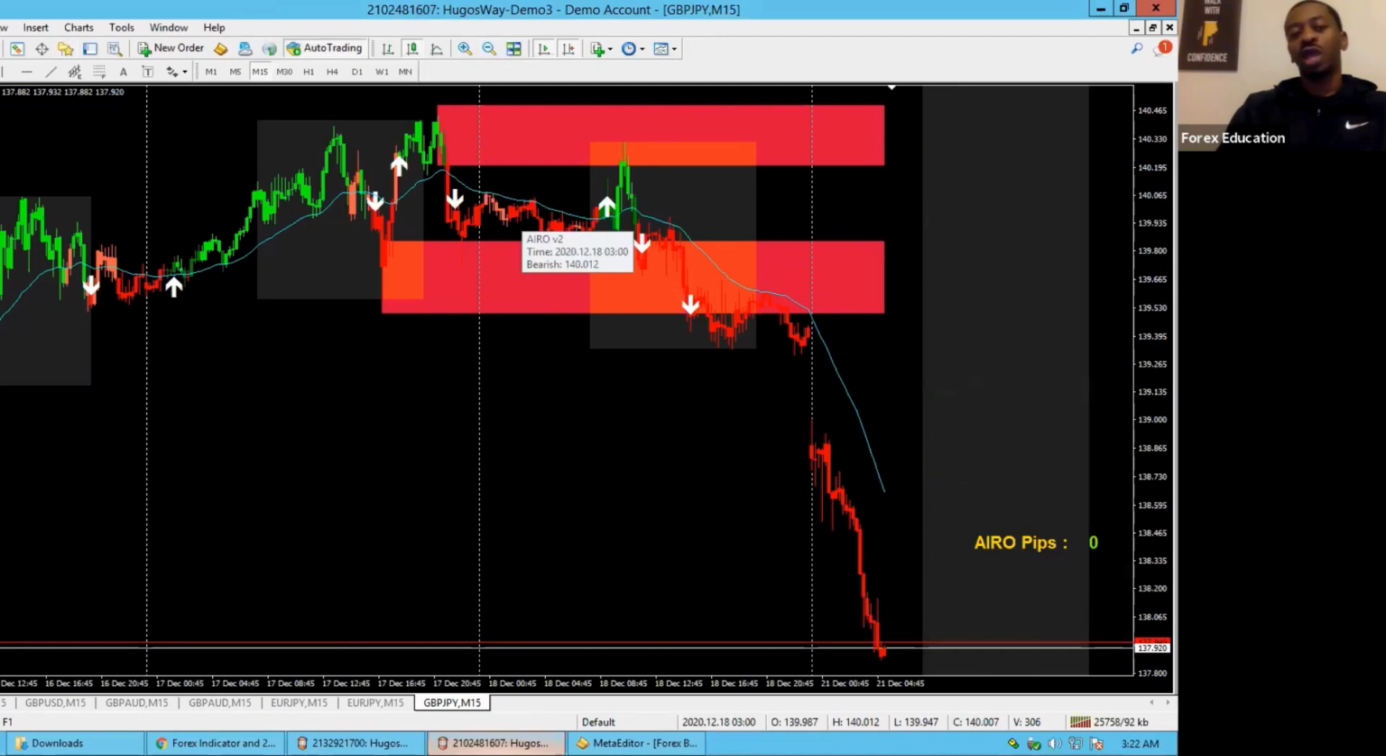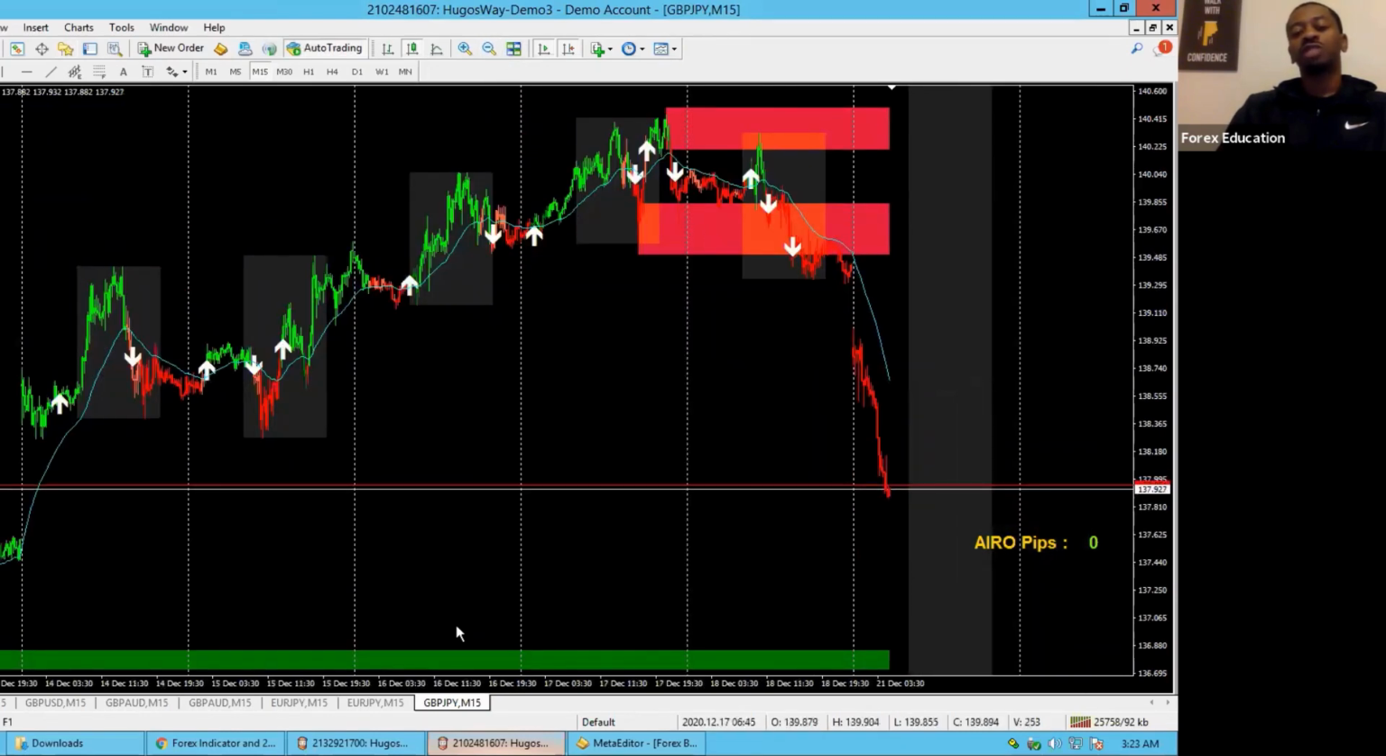So let's talk about AIRO and the different aspects of AIRO. As you can see here, we have a long green box down here, and then we have some shorter red ones here. These boxes, these zones, are what we call support and resistance zones. Red is resistance, green is support.